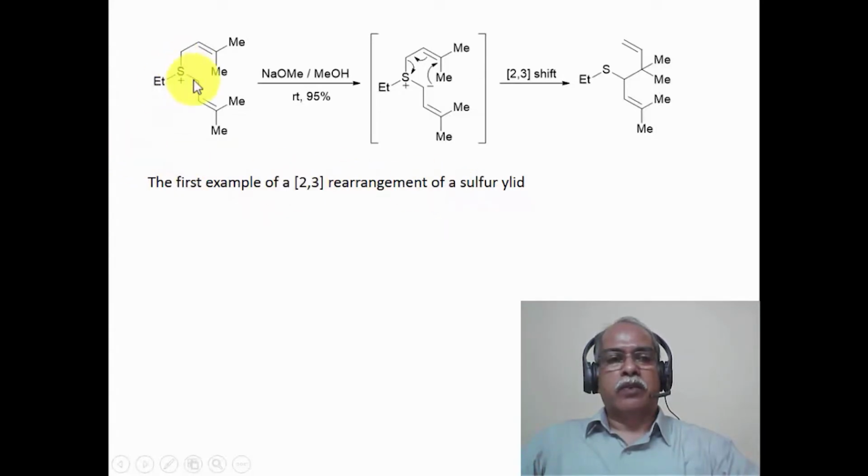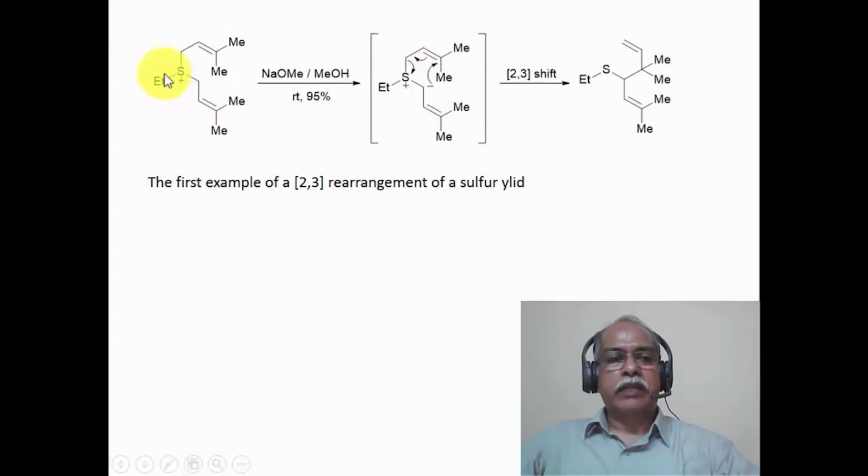If we consider a sulfonium salt, which is a diallyl sulfonium salt in this particular case, this is a symmetrical molecule because both the groups are allyl groups, dimethyl substituted allyl groups. When it is treated with sodium methoxide, it generates an ylide: deprotonation from this particular carbon results in the formation of a sulfur ylide. It doesn't matter whether you deprotonate from this carbon or this carbon, it will essentially yield the same ylide.